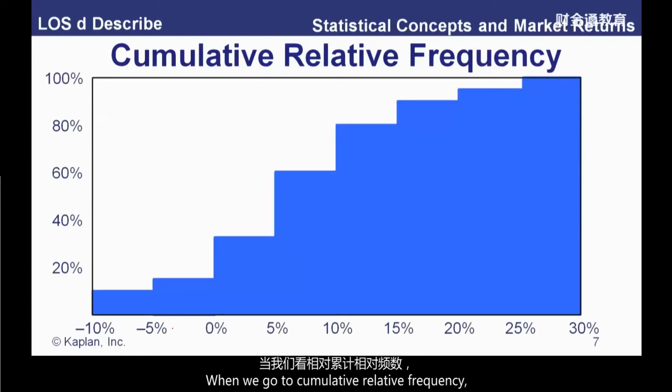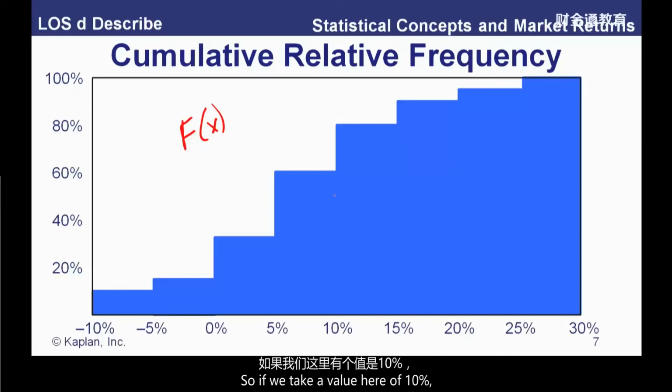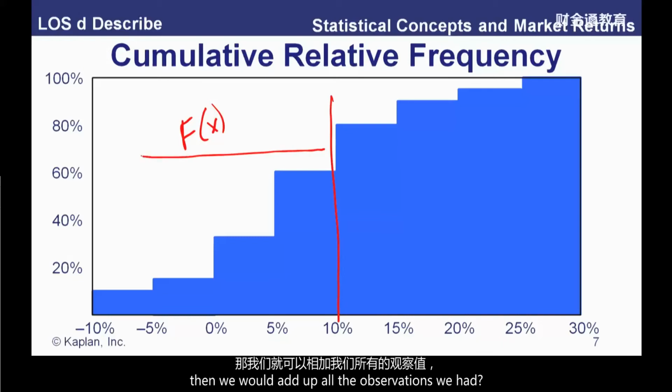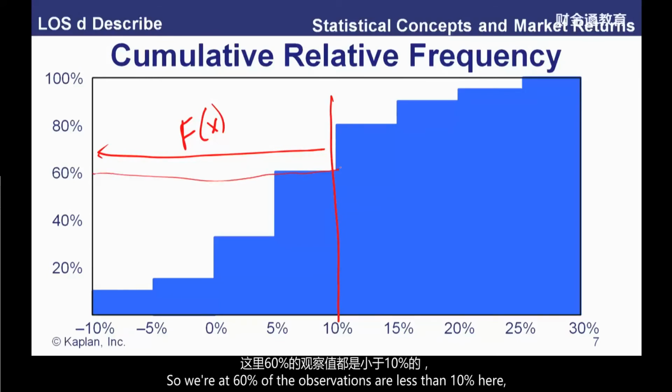When we go to cumulative relative frequency, we're going to add up the percentages, and you can see they do go up to 100%. So when we talk about the cumulative relative frequency, and sometimes we express this as F of x, the cumulative distribution number for our random variable x. So if we take a value here of 10%, then we would add up all the observations we had, and what percentage of the total is that. So we're at 60% of the observations are less than 10% here. So that's our cumulative relative frequency distribution.